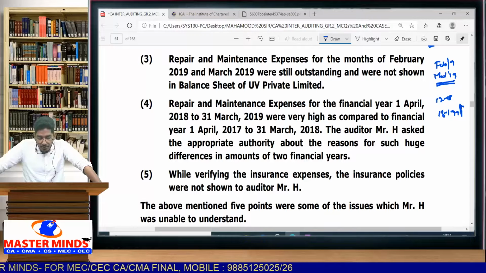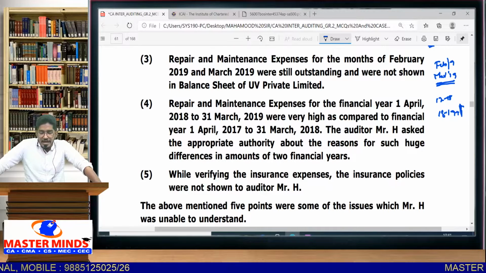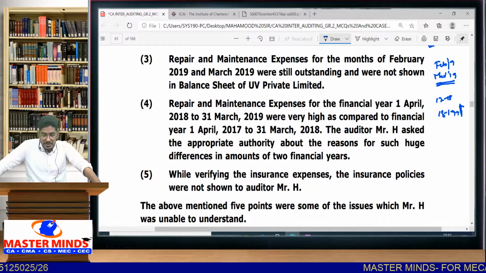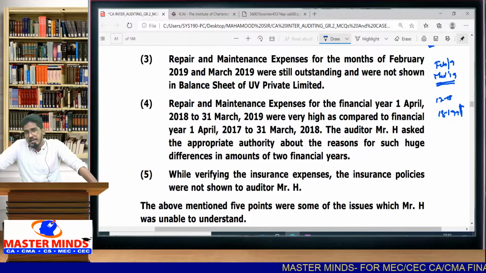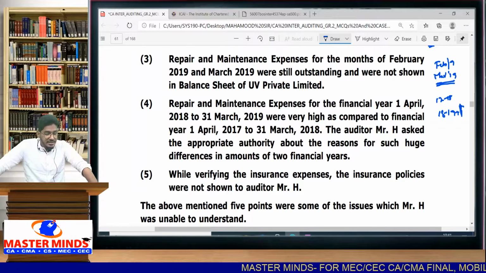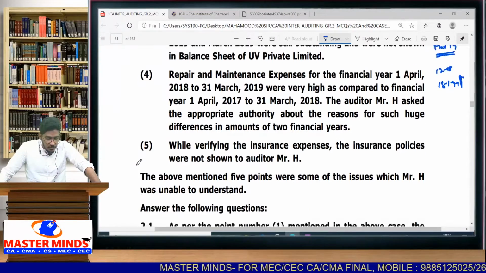H, asked the appropriate authority about the reasons for such huge differences in amounts of the 2 financial years. Now this auditor, Mr. H, is asking some appropriate authority in the organization what the reason is for such huge differences in repairs and maintenance between the last year and current year. He is asking those reasons of some appropriate authority. Now, what is the question related to this fourth point? Let us read.